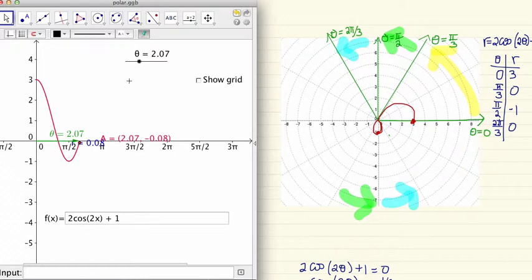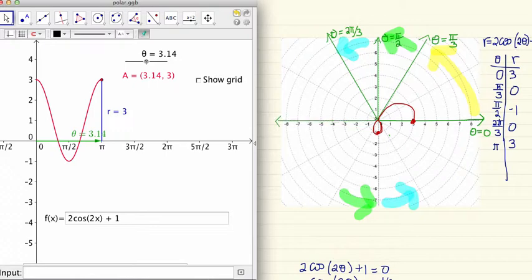All right, the rest of quadrant 2 would get me to pi. So let's put that on my list. Pi. Cosine of 2 pi is 1, so r is going to be 3. So theta equals pi, that's this angle. And r is a positive 3, so I am going to be right on that axis, right there, 3 units from the origin on theta equals pi.